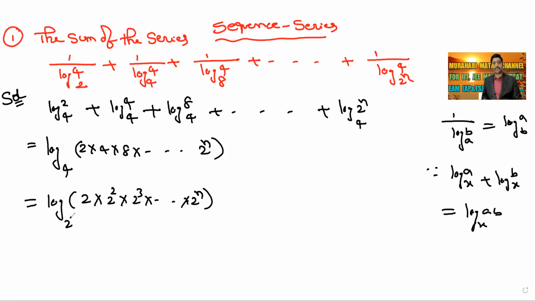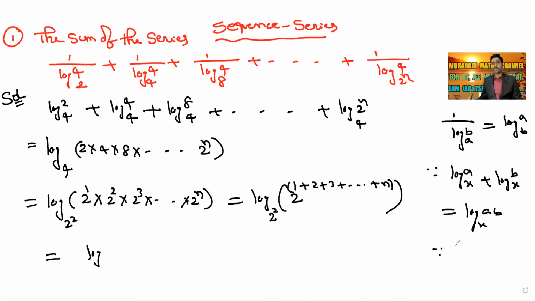4 is written as 2 square. So it will be log of 2 power 1 into 2 square into 2 cube up to 2 to the power n. It will be 2 to the power 1 plus 2 plus 3 plus and so on. If the base is equal, the powers are added. The base is 2 square.